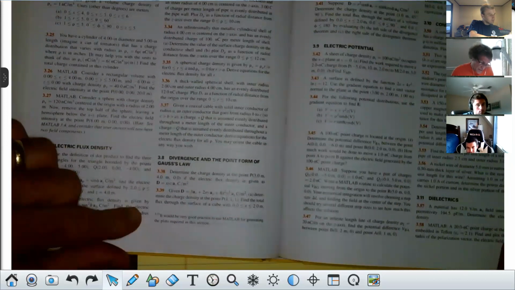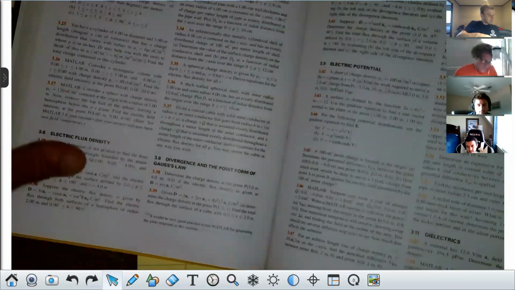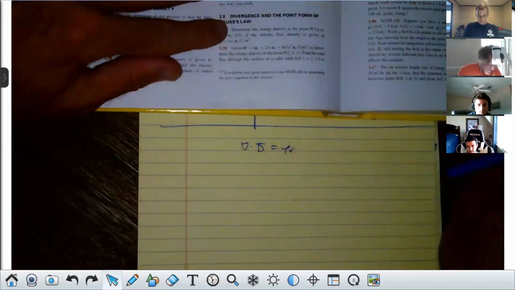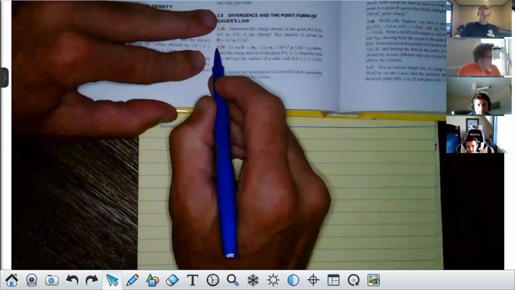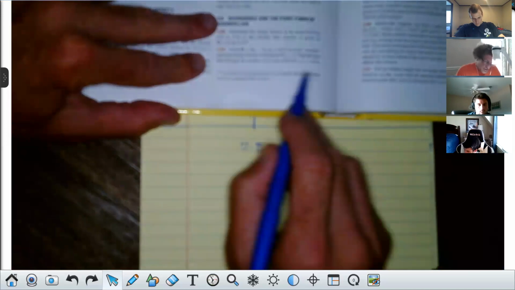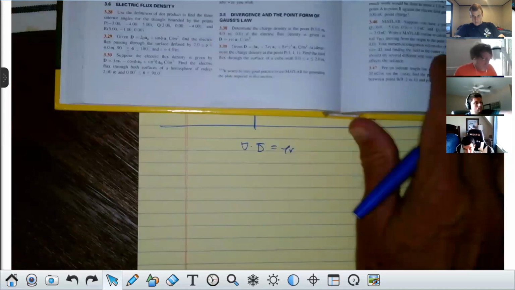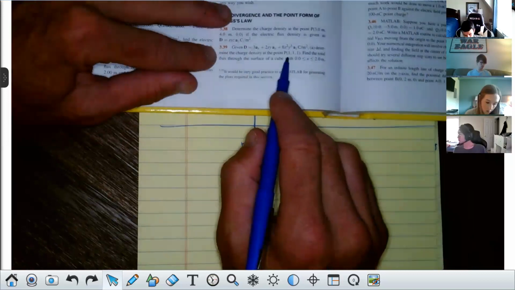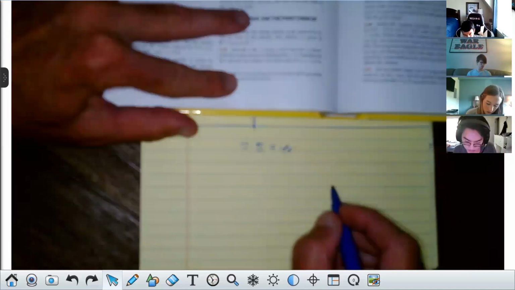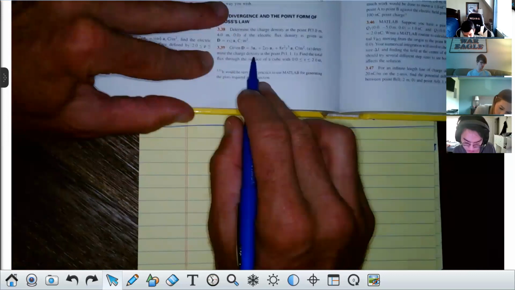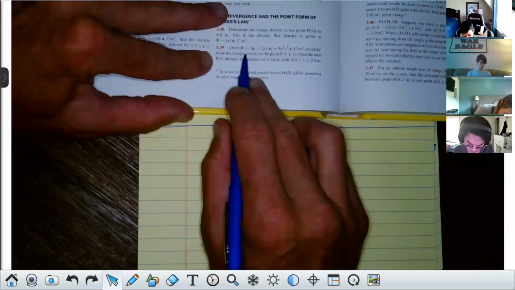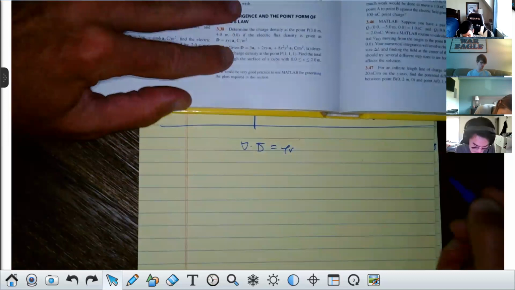Well, just for kicks, let's take a look at problem 339 in your book. I hope you've got your book there. Page 204. It says determine the charge density at (1,1,1), and they give you the D field. So what do we need to do?